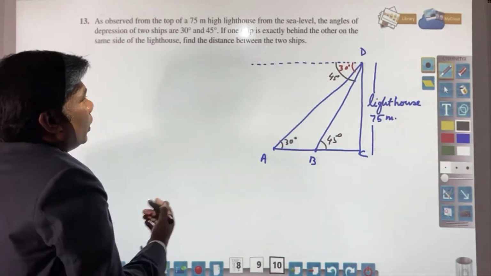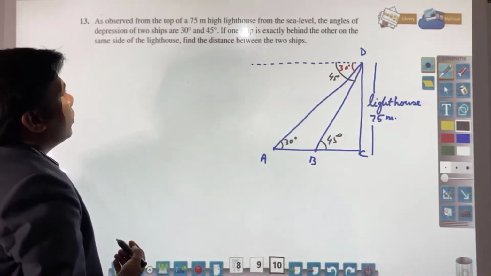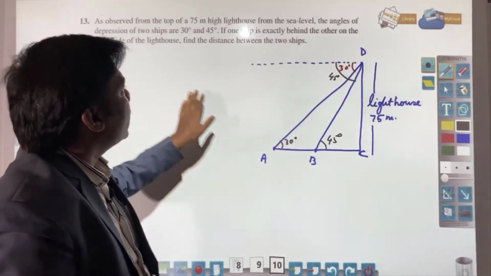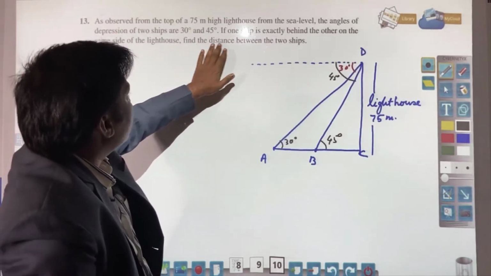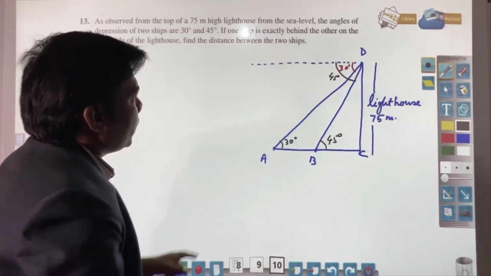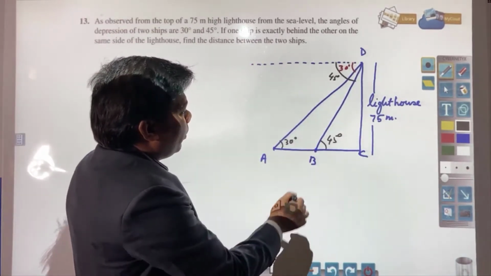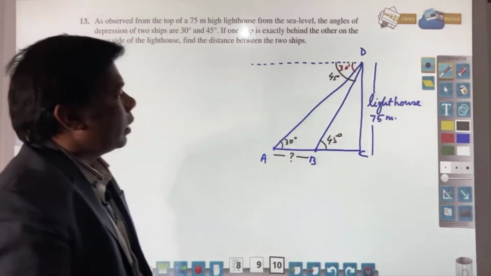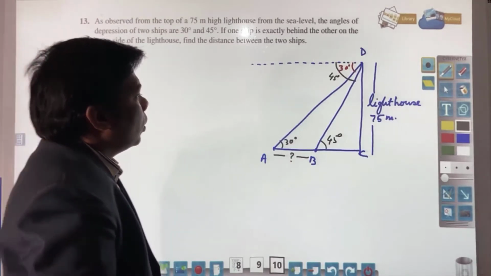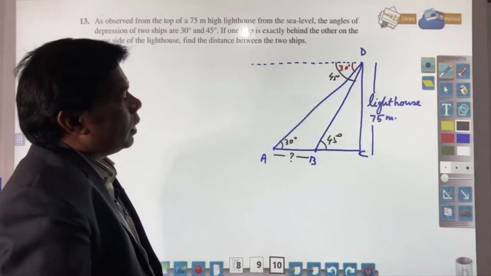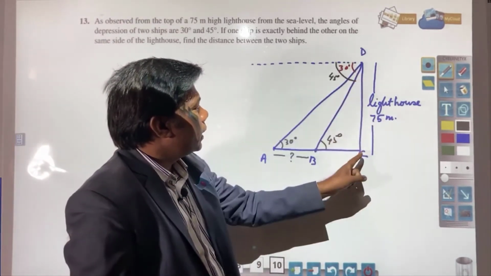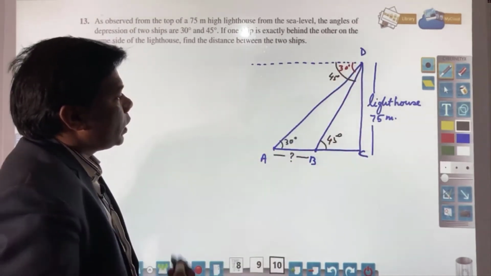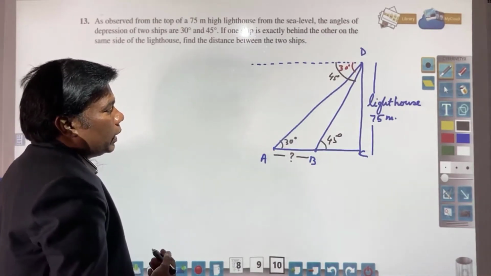Now we'll solve the question. What we need to find out, if one ship is exactly behind the other on the same side of the lighthouse, find the distance between the two ships. This distance you need to find out. AB is required to be found out. So two triangles we will get, right angle triangles DCB and DCA. So first start with triangle DCB.